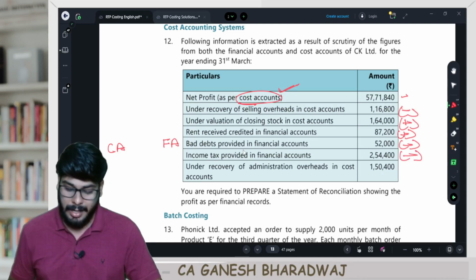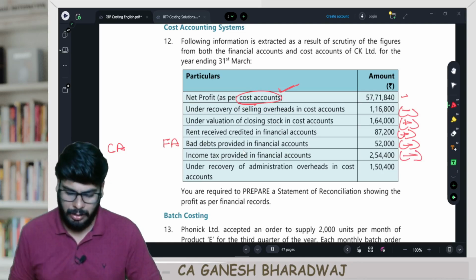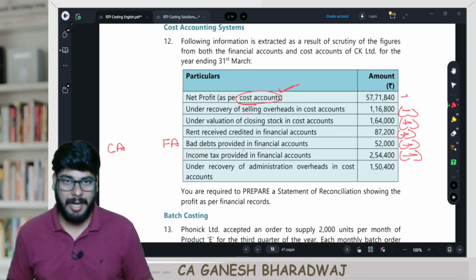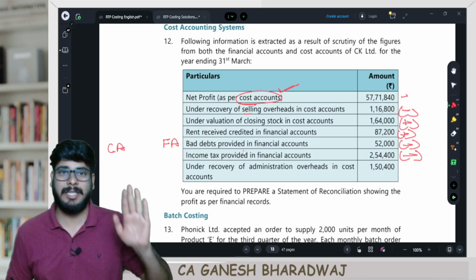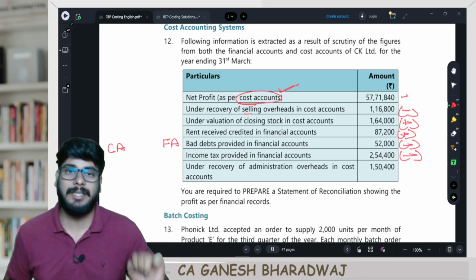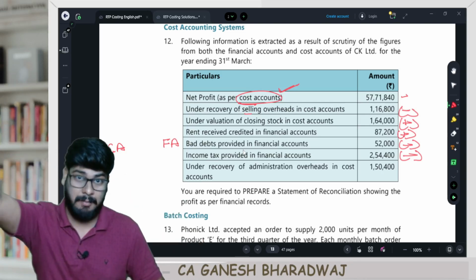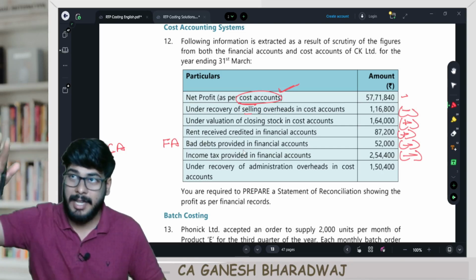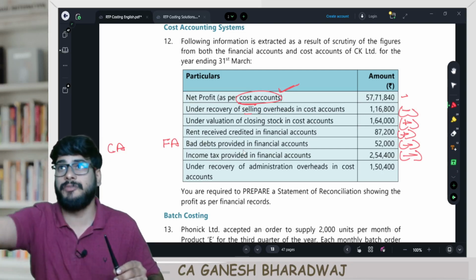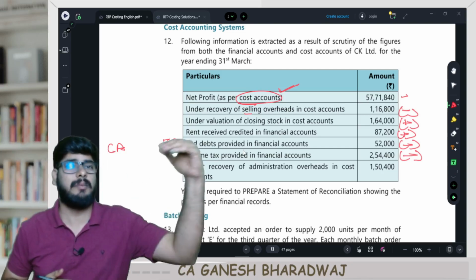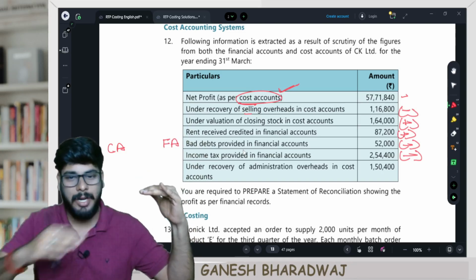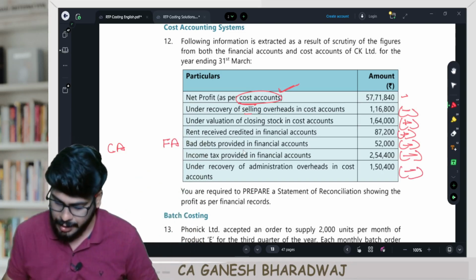Next, under recovery of admin overheads in cost accounts. This is similar to under recovery of selling overheads. So your absorbed overheads is actually less in cost accounts. That is, as of now, you have only debited less in cost accounts, but actual overheads is much more, which means the debit is more in your financial accounts. The debit is more in financial accounts means what? Your financial profit is lesser as compared to the costing profit. So from costing profit, if you want to reach your financial profit, this item needs to be subtracted. Are you clear with this?